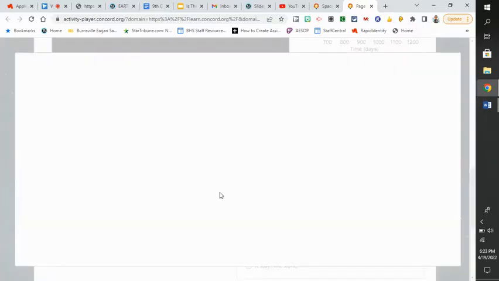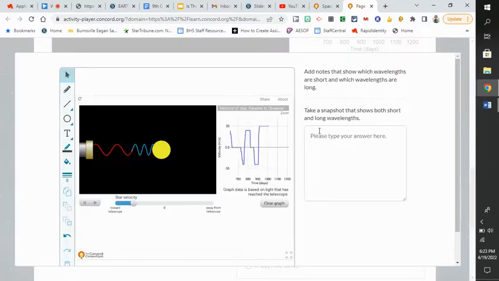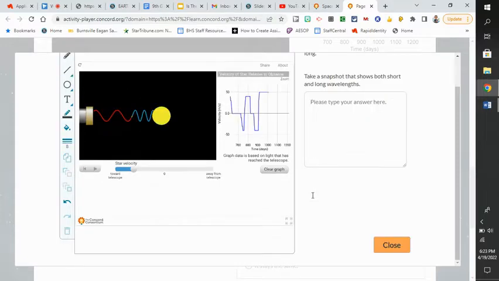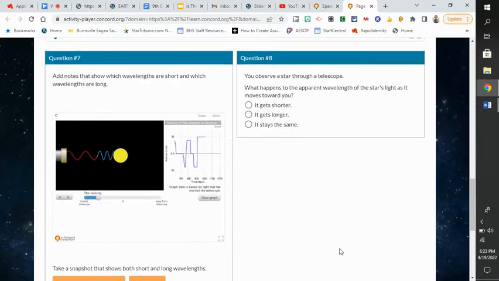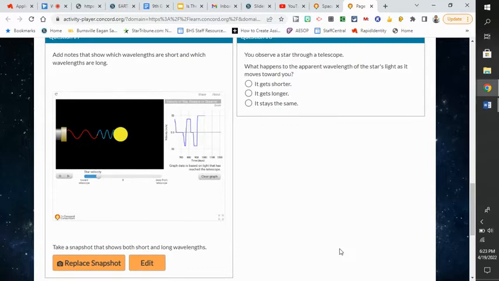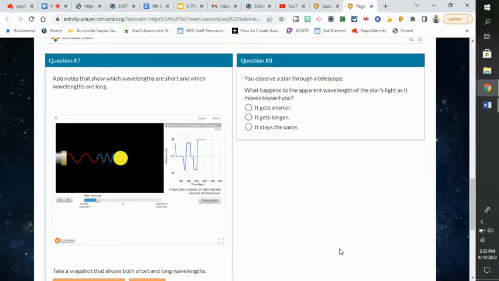This will open up the other screen with a snapshot, and it's going to have you label. Add notes which show which wavelengths are short and which wavelengths are long. So simply you can use the arrows or the lines or draw on it however you want, using a color that we can see, to show where the long and short wavelengths are occurring. Okay, I'm going to go ahead and close this. Now that is saving my image. It should save your image as well. Mine isn't labeled, so I would need to go edit that if I needed to add my labeling.